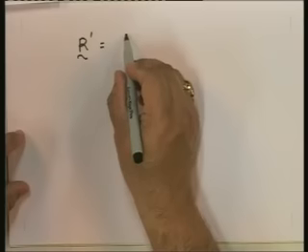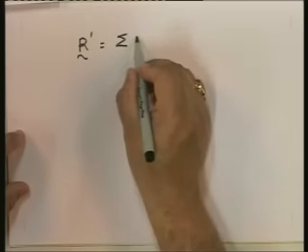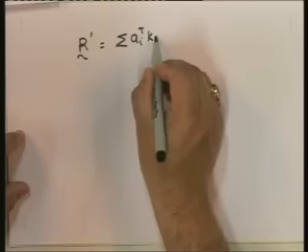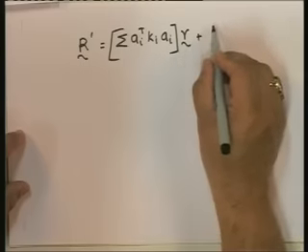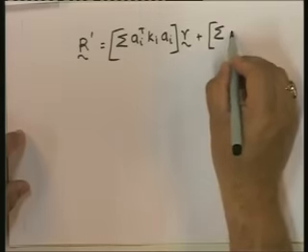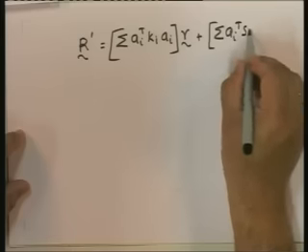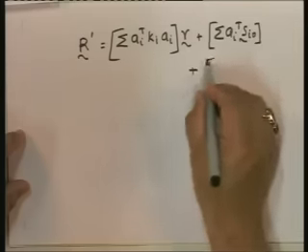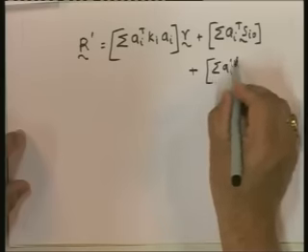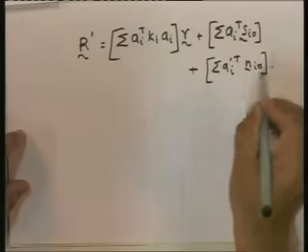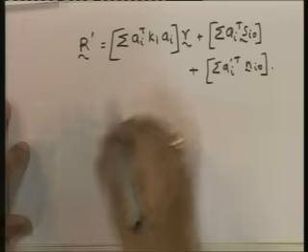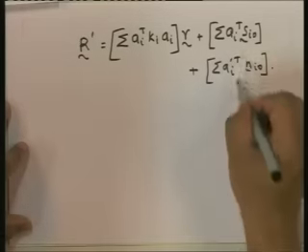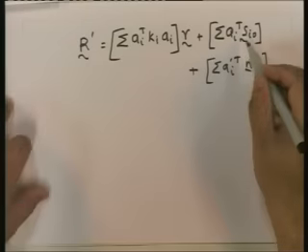R prime is equal to summation of Ai transpose Ki Ai summed over all the members into R, plus summed over all the members of Ai transpose Si 0, plus summed up over all the members Ni 0. Okay? So if we do this, let's first find out this. This one we know only exists for BC. It's 0 for all the others.